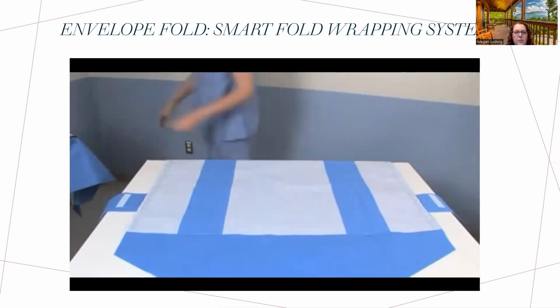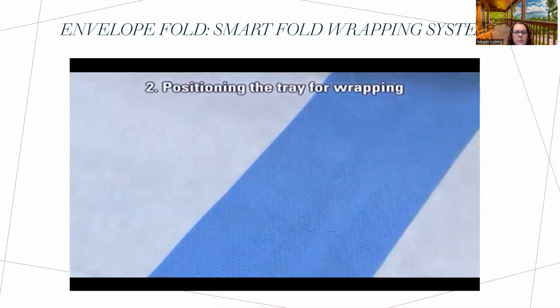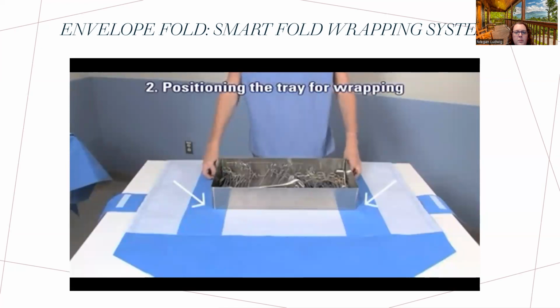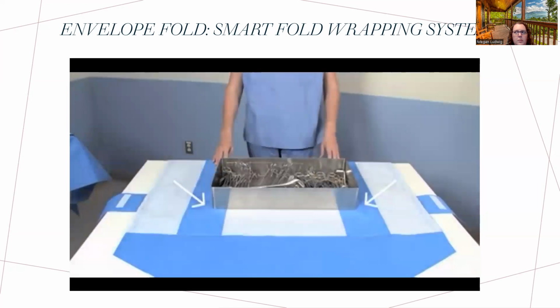Once you've laid out the wrap with the blue area away from you, position the tray for wrapping. Place the front edge of the tray at the reference line, not at the edge of the white area. Both sides of the tray should fall within the blue reinforcement zones. If both sides do not fit within the blue reinforcement area, select a larger or smaller size of SmartFold.